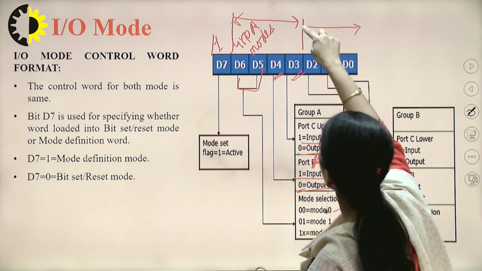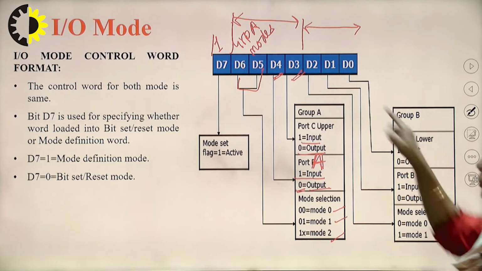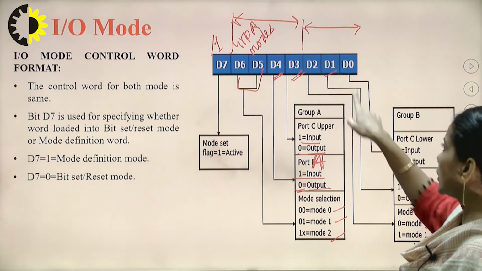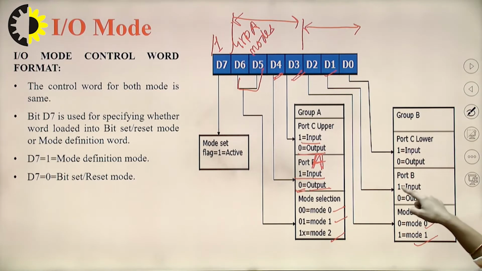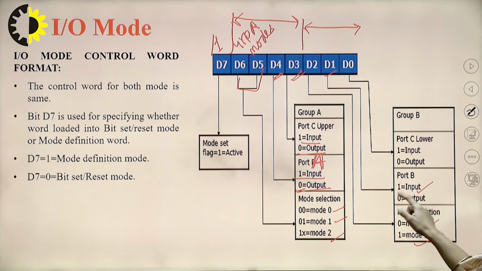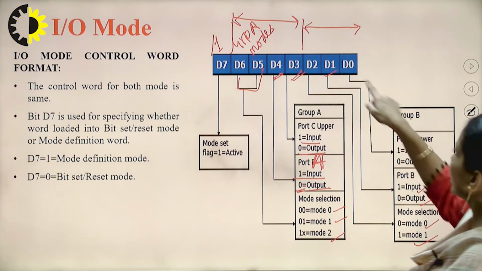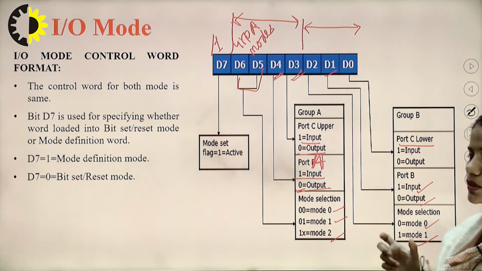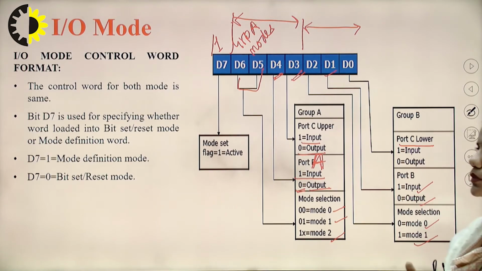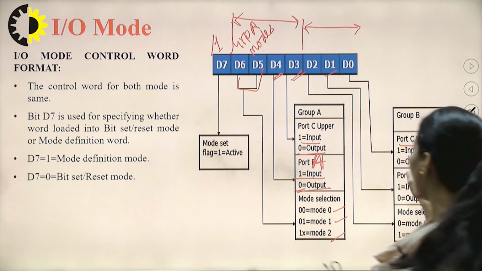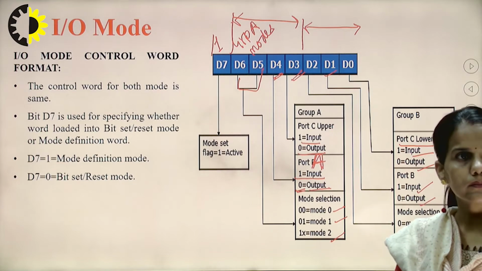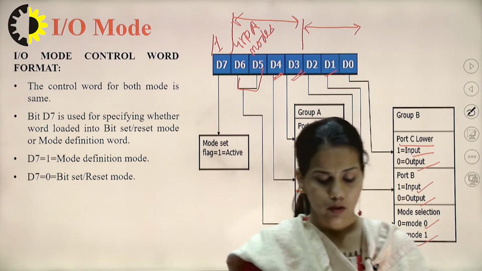Now these 3 bits define the group B configuration. The D2 bit defines the mode: 0 here defines mode 0 and 1 here defines mode 1. D1 defines the status of port B: 1 here defines port B as input and 0 here defines port B as output. This last bit defines the port C lower nibble configuration. If we want to configure the port C lower nibble as input, we give 1, and if we want to configure it as output, we give 0 here. So this is the control word for input output mode.